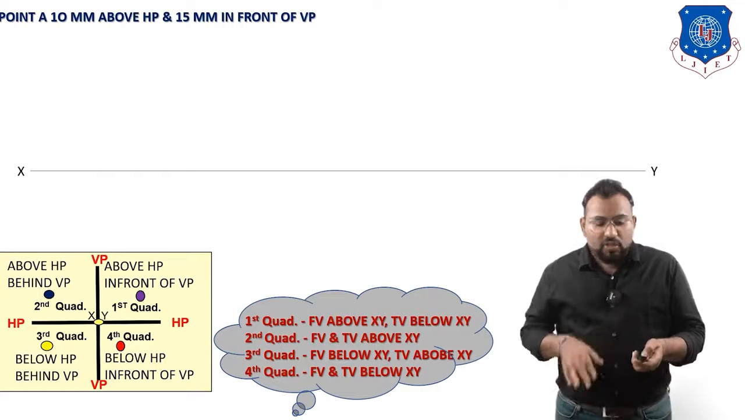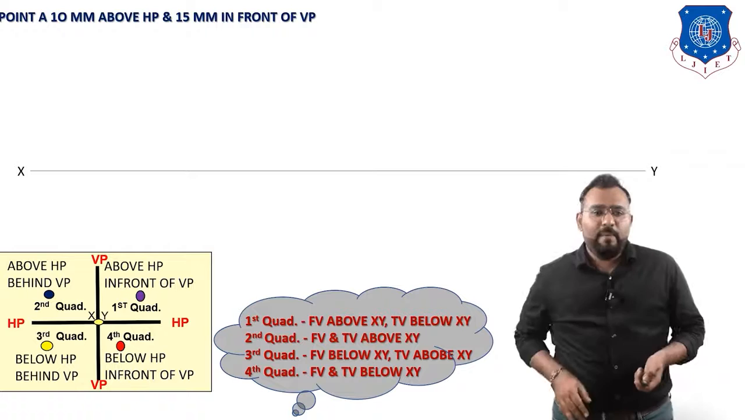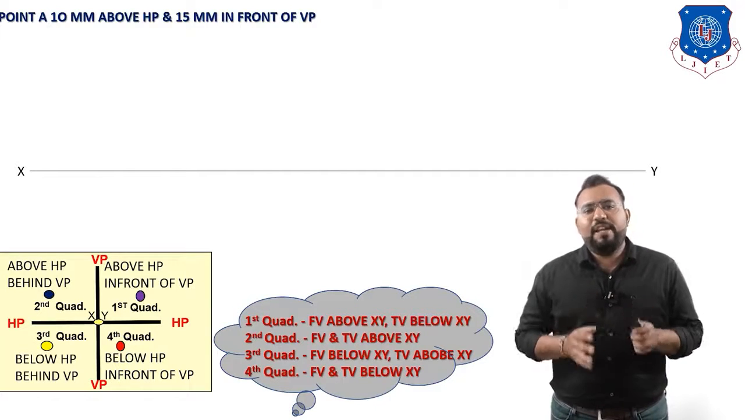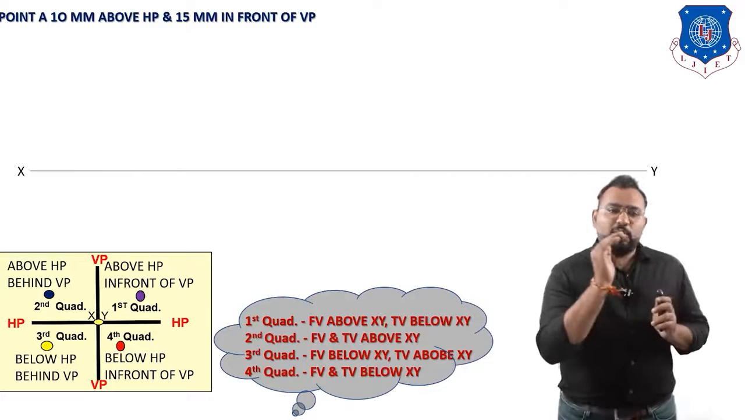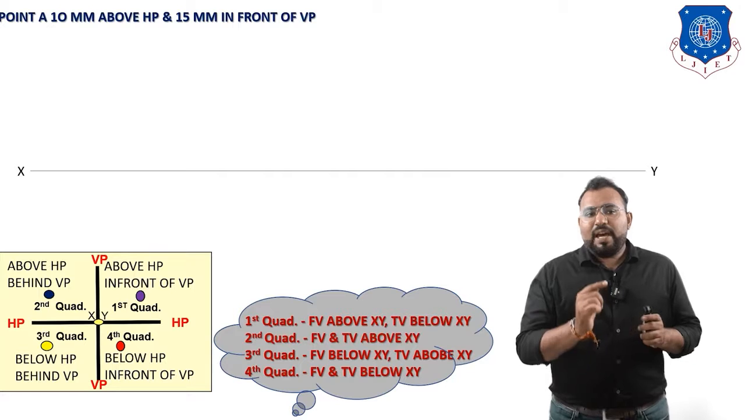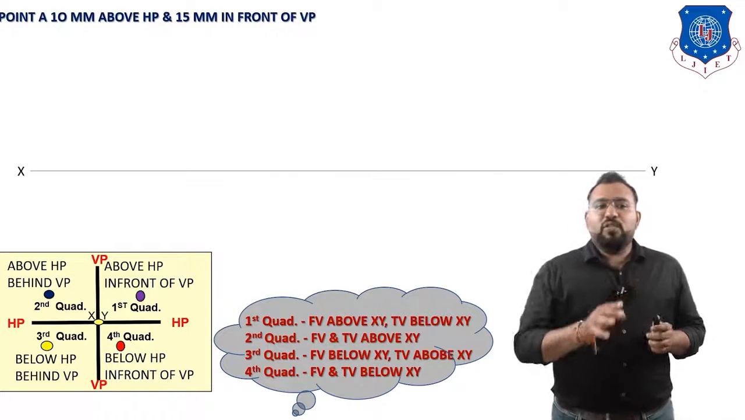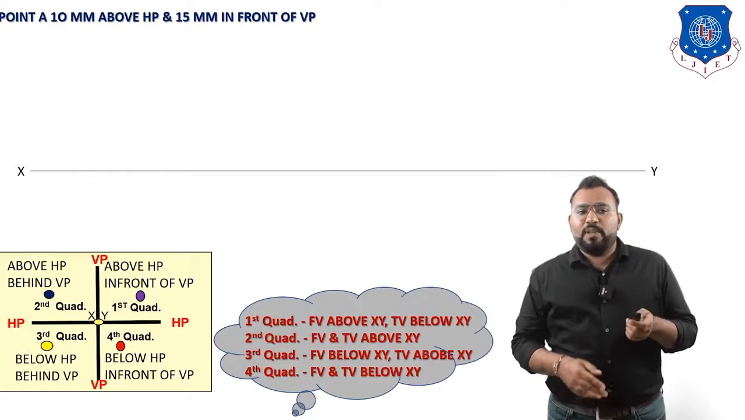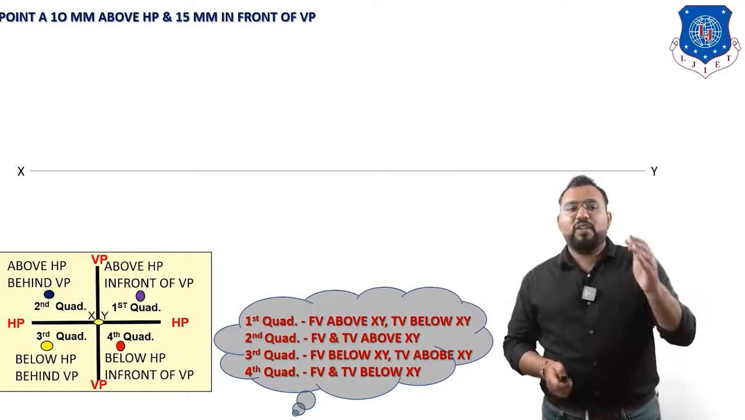So remember this. Now the first statement is over here. Point A is 10 mm above HP and 15 mm in front of VP. So above HP, in front of VP, that means it is in the first quadrant. Now here, above HP means front view. So the front view is going to be 10 mm above HP. So first we will draw a front view, 10 mm above HP.